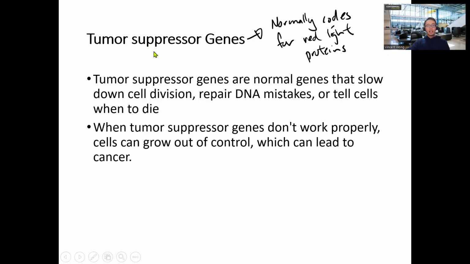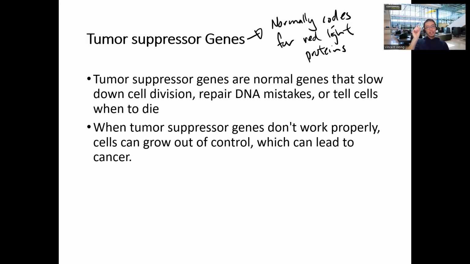So the tumor suppressor codes for the red light proteins, and normally their job is to slow down cell division. These proteins will try to repair the DNA mistakes, and then tell the cell to die if it's irreparable, if you cannot repair the DNA damage. So if the tumor suppressor gene is not working, that too can cause the cell to grow out of control. This is like having a red light that never turns on, so the cell is able to divide and divide and divide.